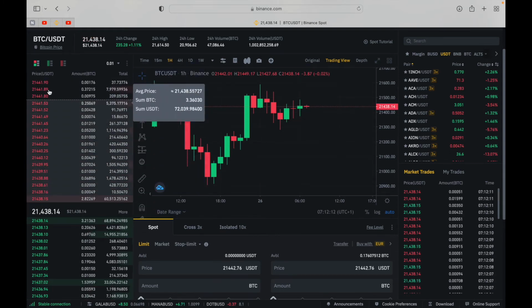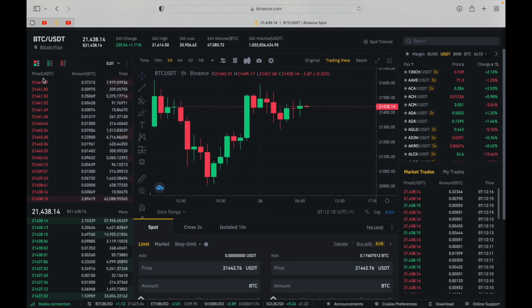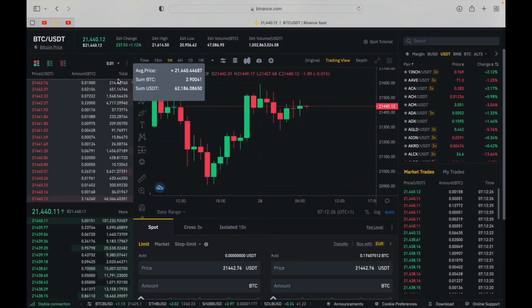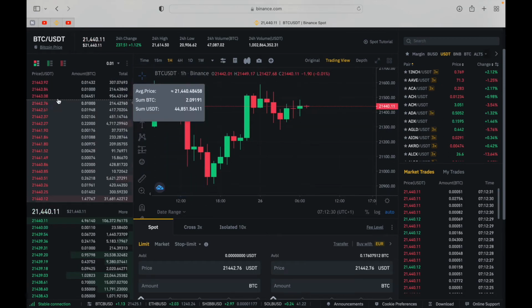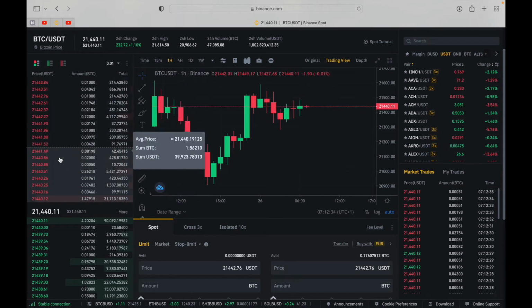Now, why are these prices showing in red? These are selling prices, the sellers' prices. These are the prices sellers are selling out their cryptos, and this is the amount of Bitcoin they are selling at this particular price. And this is the total amount that is being sold out. And you can see the streaming. This is happening currently.